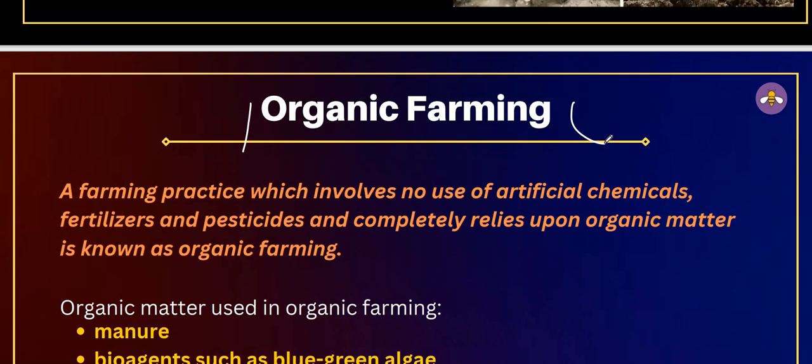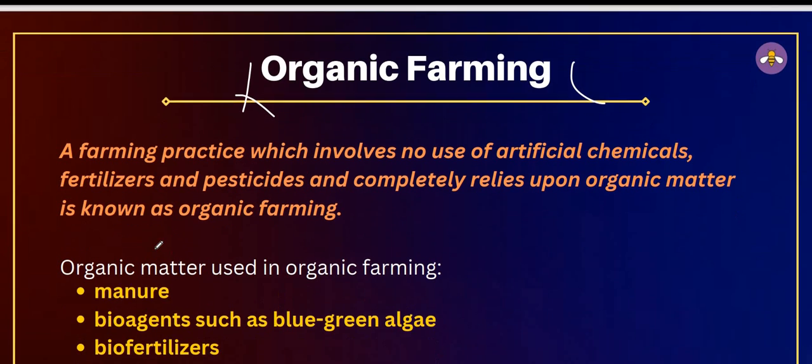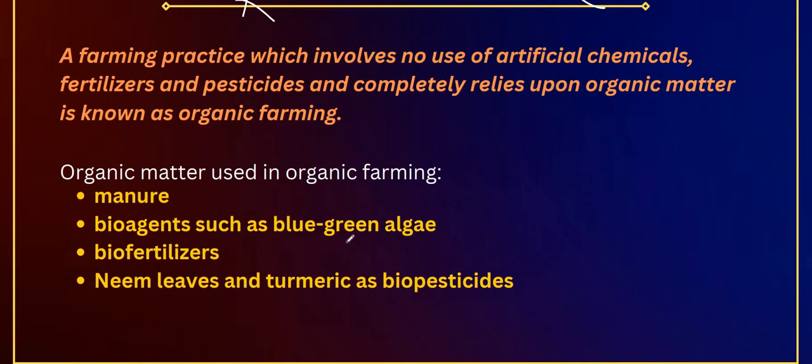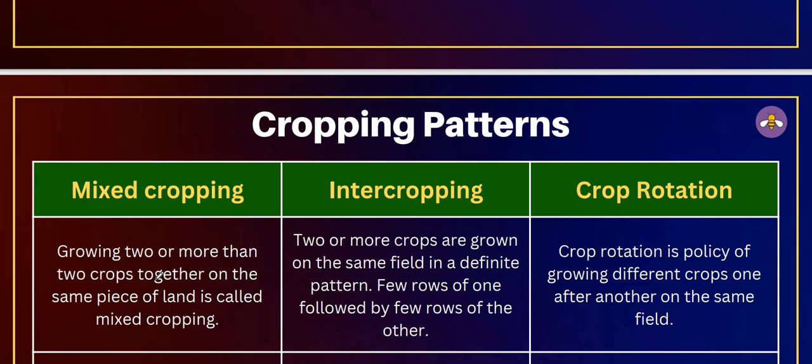Organic farming: how is organic farming done? Organic farming is done by using organic materials like manure, bio agents such as blue-green algae, biofertilizers, neem leaves, turmeric as biopesticides. A farming practice which involves no use of artificial chemicals, fertilizers, and pesticides, and completely relies upon organic matter is known as organic farming.